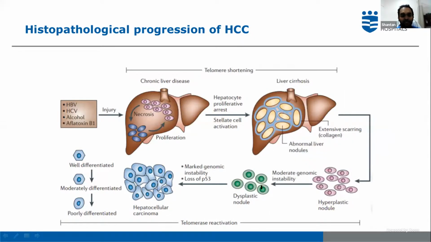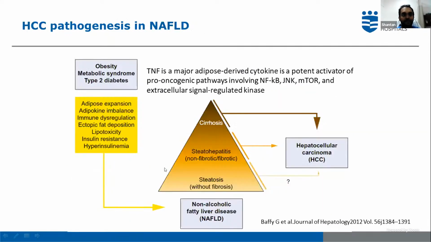After the formation of dysplastic nodules, there is marked genomic instability, and loss of the tumor suppressor gene P53 leads to hepatocellular carcinoma. As I was just stressing on the NAFLD and HCC pathogenesis, because of obesity, metabolic syndrome, and type 2 diabetes, there is increased insulin-resistant hyperinsulinemia, as everyone knows. This leads to the formation of NAFLD.